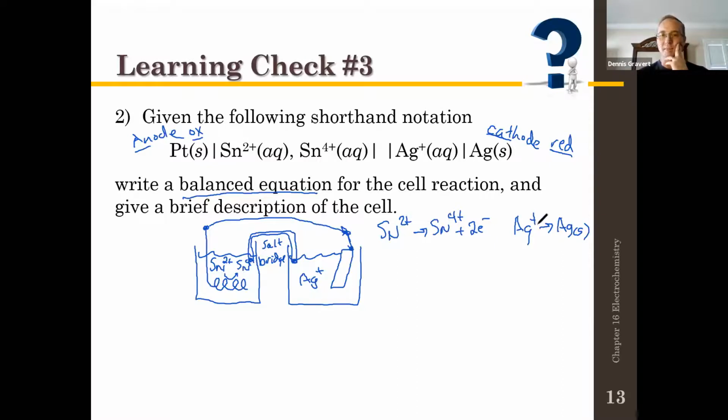How about over here? How does silver +1 become silver with a 0 oxidation number? This is the natural elemental form of silver, oxidation number 0. It went from +1 down to 0. It was reduced. Reduction is gaining electrons. One electron will take the +1, and a -1 oxidation number gives it a 0.